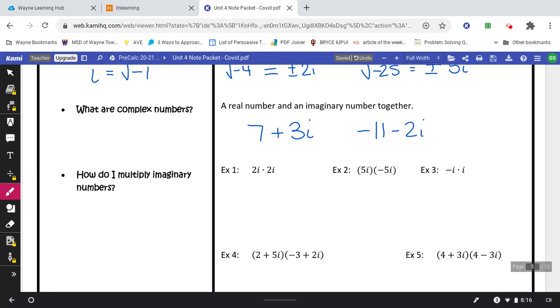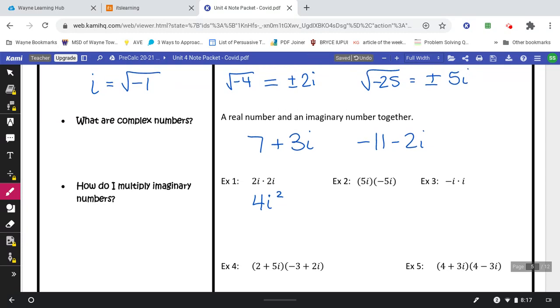Next question, how do I multiply imaginary numbers? So you multiply i's just like you multiply x's. So i times i will get you i squared. So 2i times 2i would get you 4i squared. And i squared, because i is equal to the square root of -1, i squared is just equal to -1.